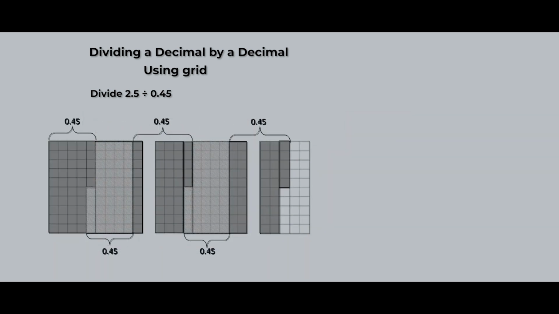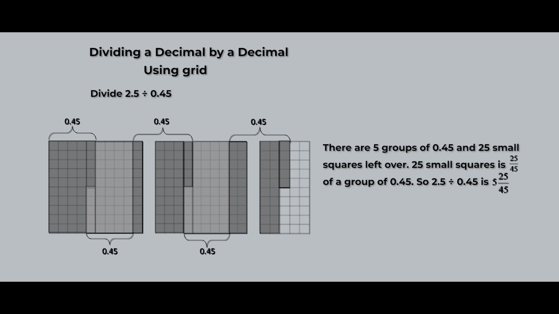Now let's see how many 0.45 you can find in 2.5. 1 group, 2 groups, 3, 4, 5, and still you have 24 squares. So there are 5 groups of 0.45 and 25 small squares left over. 25 small squares is 25 out of 45. So when you divide, you get 25 over 45.